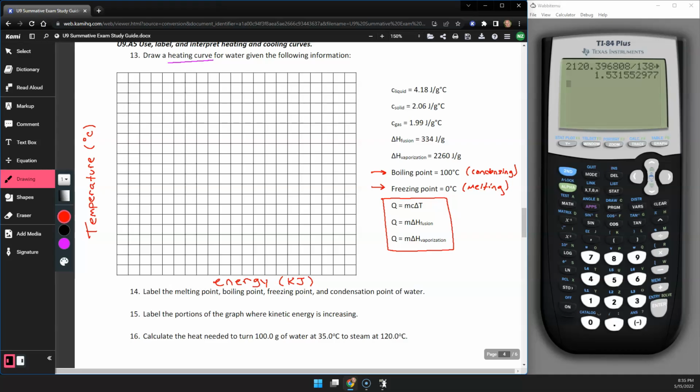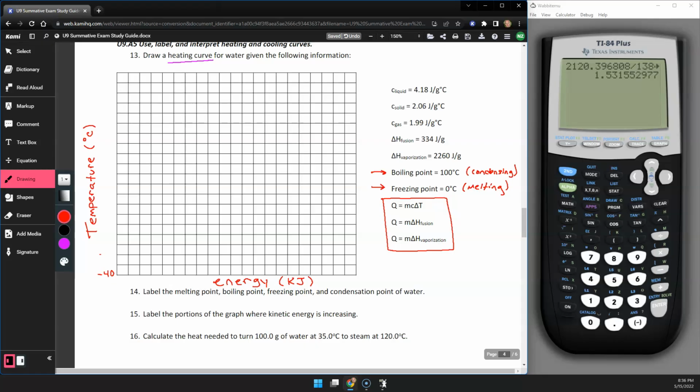So, we have a lot of lines here. We've got 1, 2, 3, 4, 5, 6, 7, 8, 9, 10, 11, 12, 13, 14, 15, 16, 17, 18, 19, 20. We have about 20, 21 lines. So if we go by tens, that'll give us plenty of room. And our freezing point is 0. So why don't we start at negative 40? And we're going to skip a line each time so it doesn't get too crowded here.